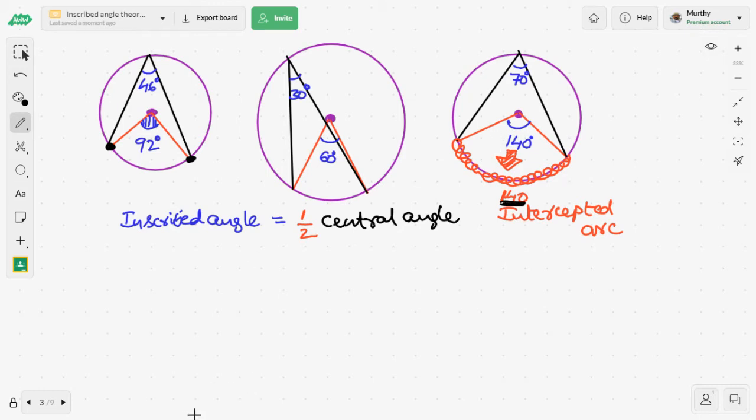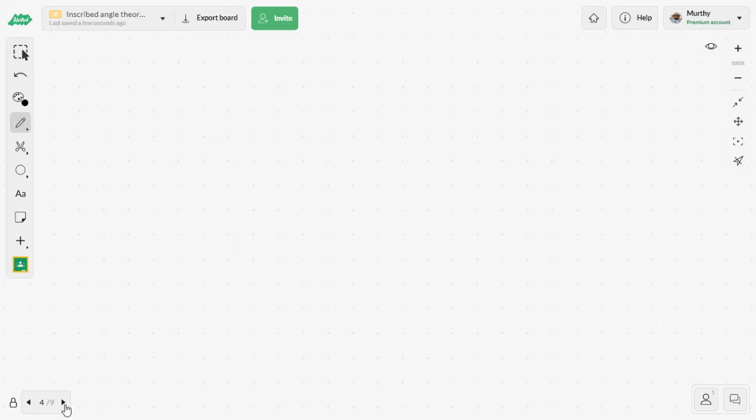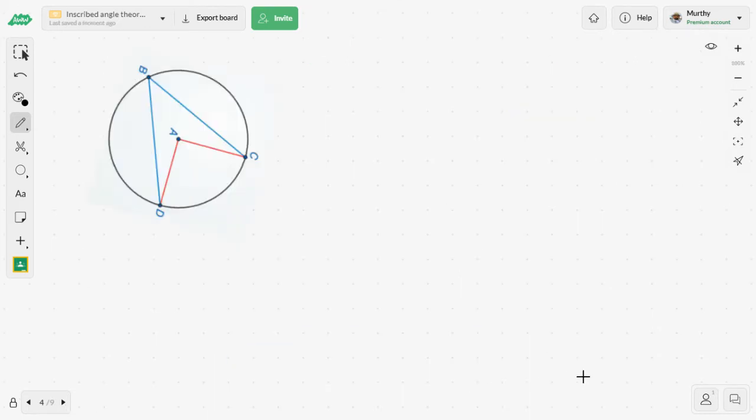Okay, so let's quickly take a couple of examples. Let's say that in this question, this is B, this is D, this is C, this is A. Let me copy this one so that we can reuse it again. Let's say that the measure of the central angle is given as 96 degrees. What is the value of DBC?